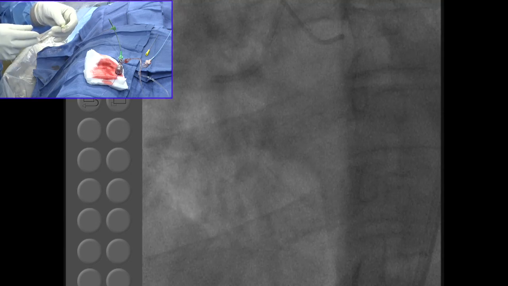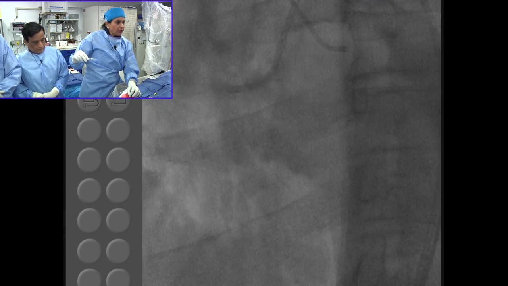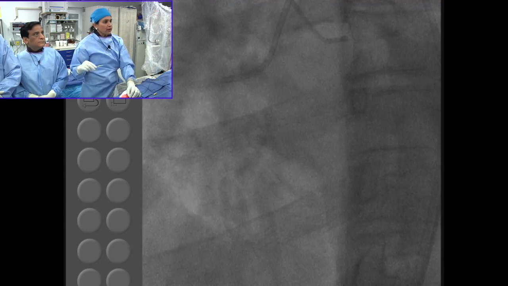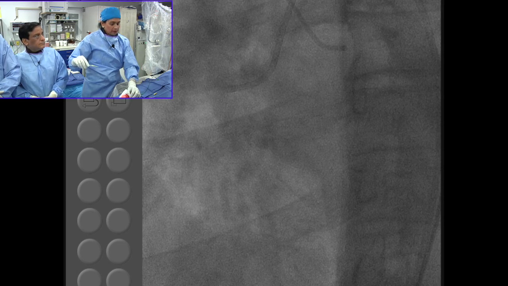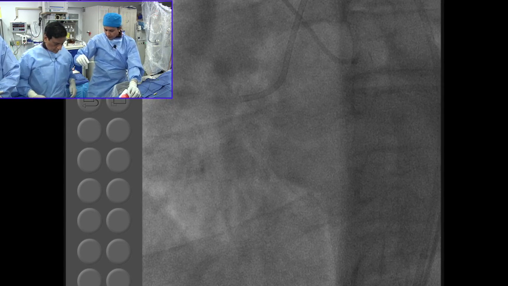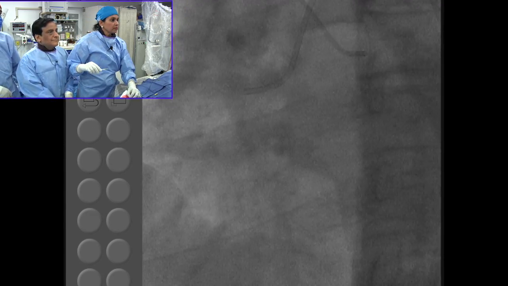This is a case where you can go with a Fielder or a Fielder XT, in the sense that you go with any workhorse wire till you reach the CTO, and it's not a bad choice to take the Fielder XT to find if there's any micro channel. Anu, all the tips and tricks you're teaching here were used in the EXPERT CTO trial? Yes.